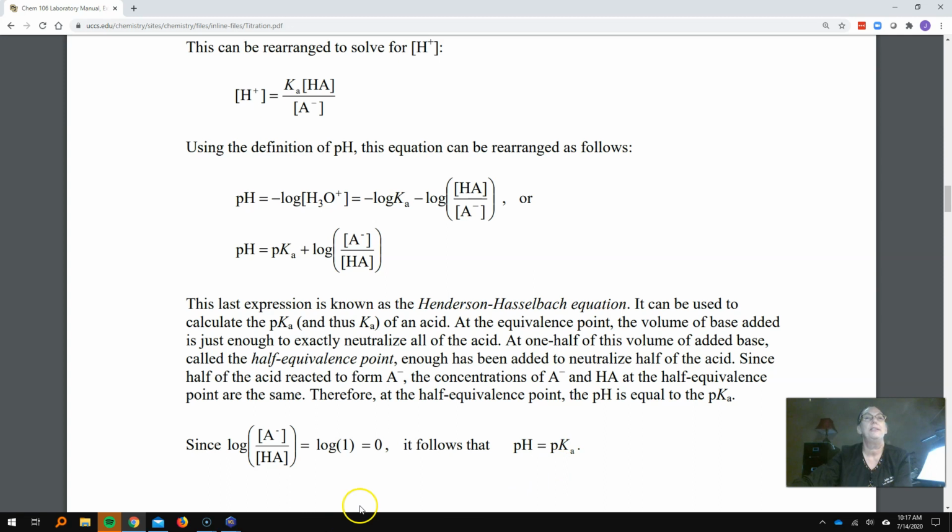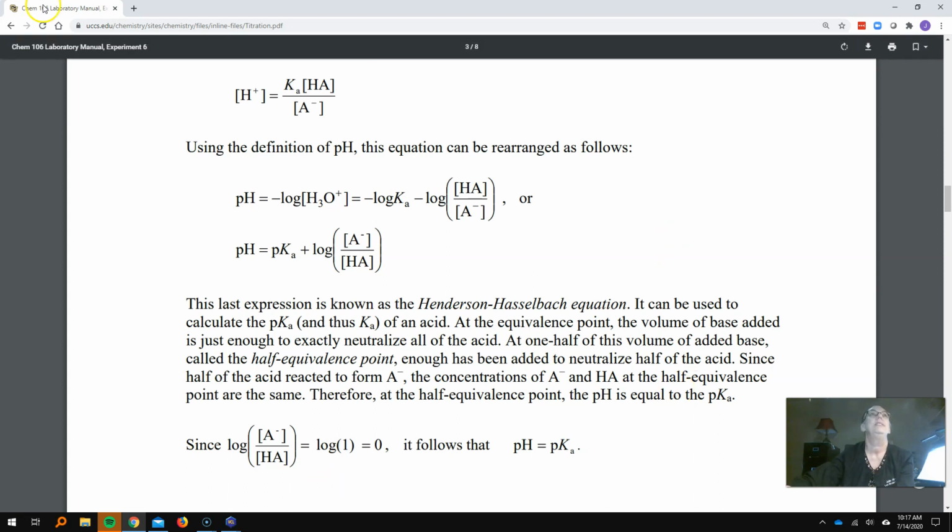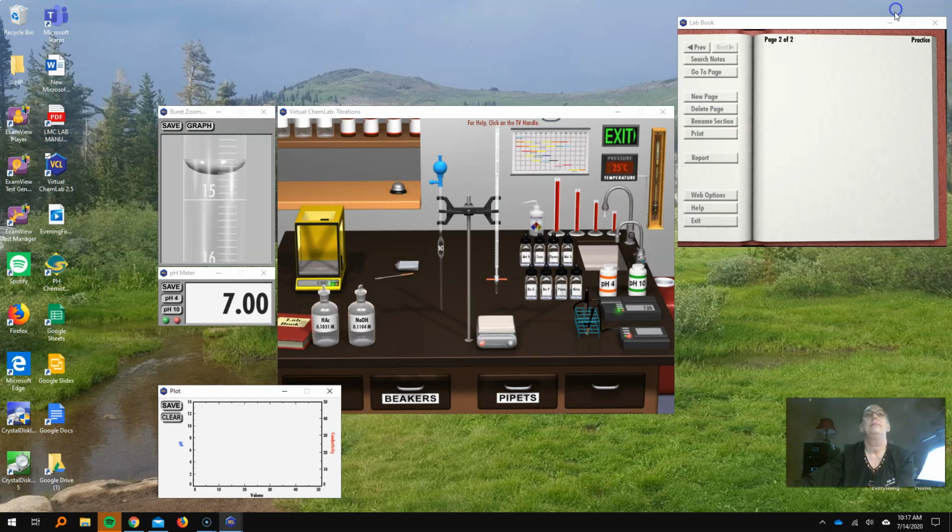So let's try the lab together, and I will leave this information for you as a supplementary reading for you to understand a little bit more. You can go back through this slowly and understand this more thoroughly. So I'm going to close this out and minimize it, and then we're going to do the lab together.